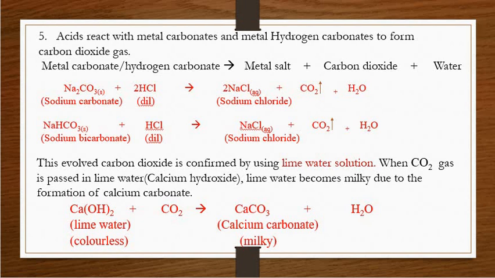Now, what will happen when any acid is added to a metal carbonate or bicarbonate? In both cases, salt will form, and carbon dioxide gas is liberated along with water. The observations for carbon dioxide gas here are, number one, a colorless, odorless gas evolved. Number two, brisk effervescence evolved.